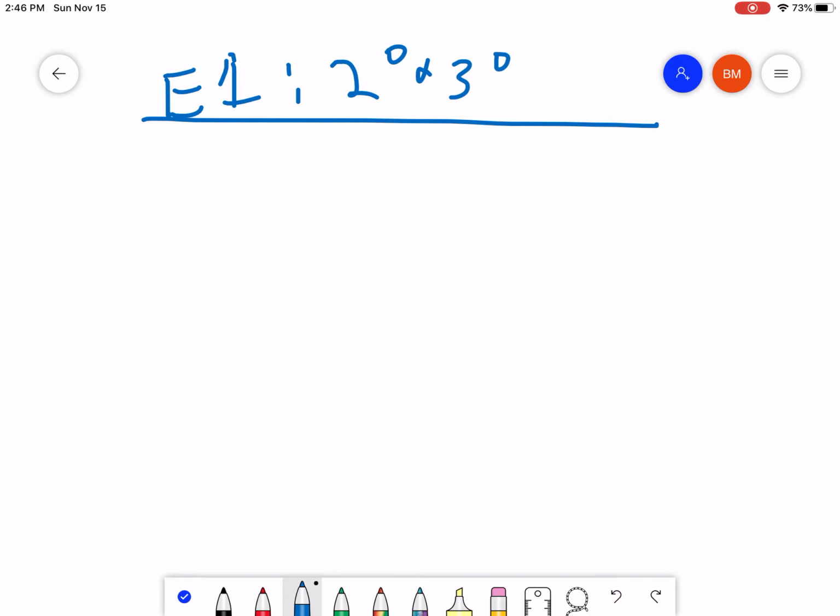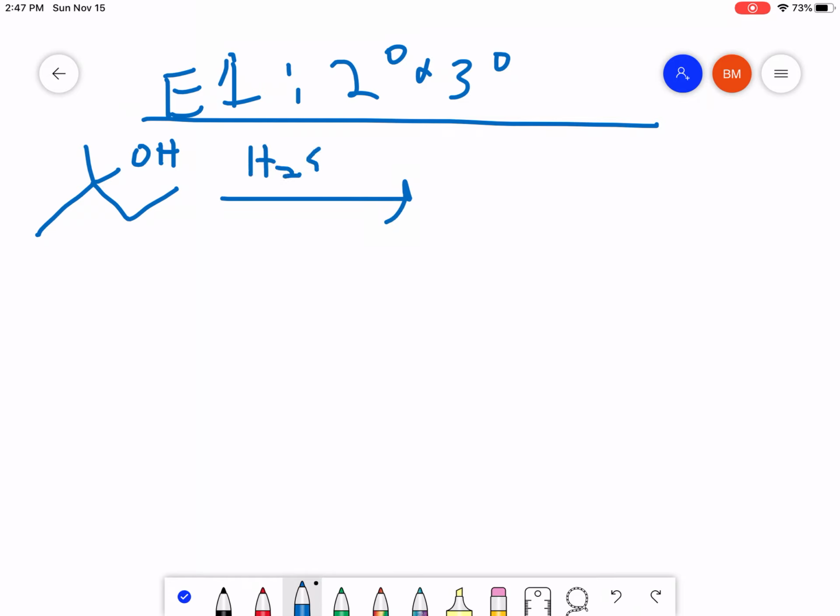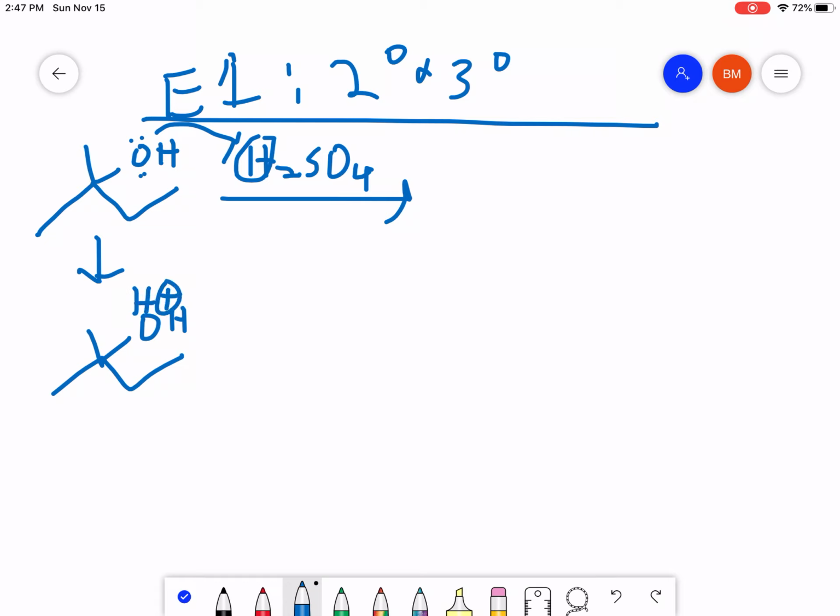Let's say we had this guy. Let's use a tertiary. We'll stick some sulfuric acid in there. Now, this first step is basically the same. We have to do that preparatory step where we turn the OH into water. It's going to grab a proton from your sulfuric acid, to give you that.